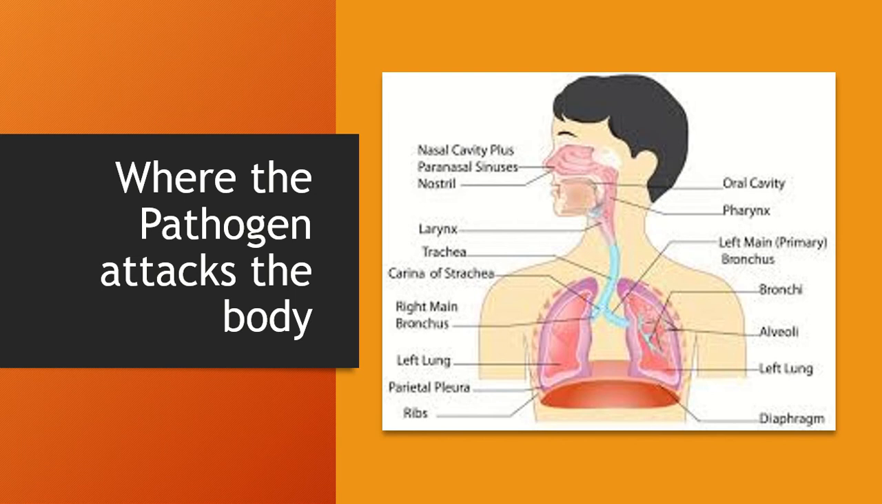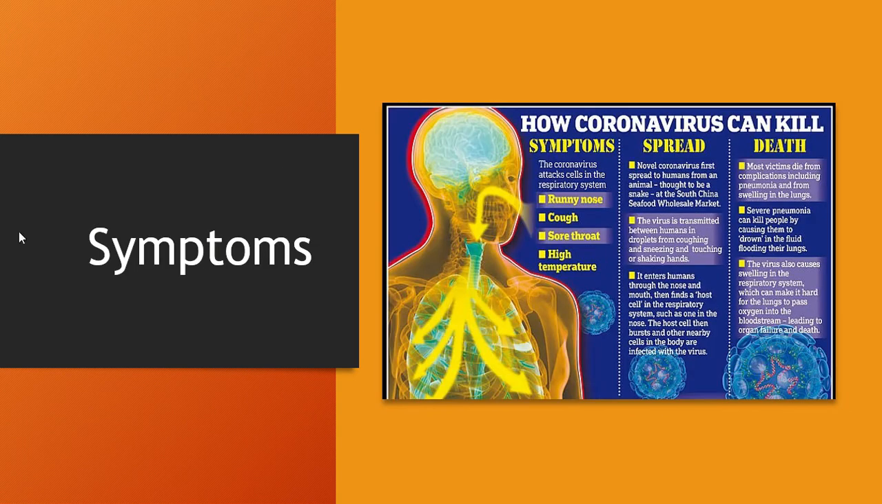Where the pathogen attacks the body. The coronavirus attacks the respiratory cells of a human being. This image is the respiratory system of a human. It attacks any cells in the respiratory system.